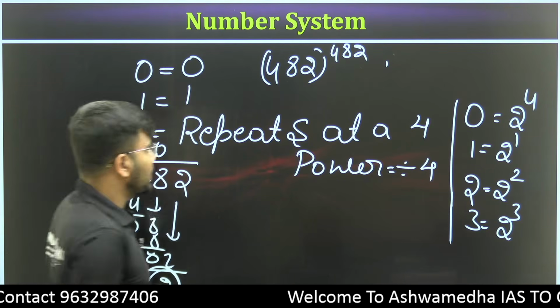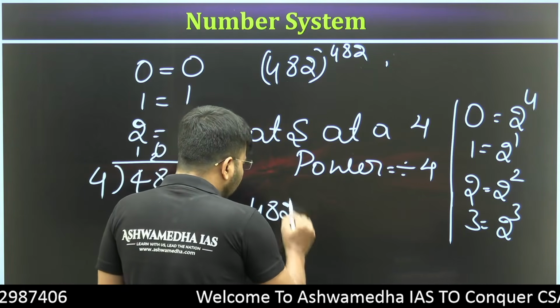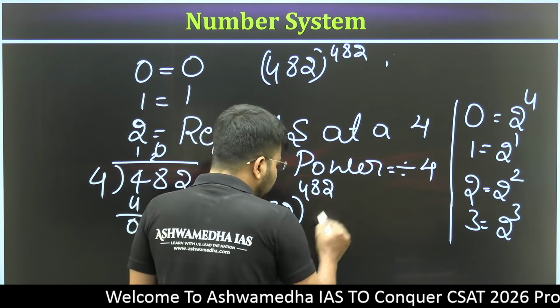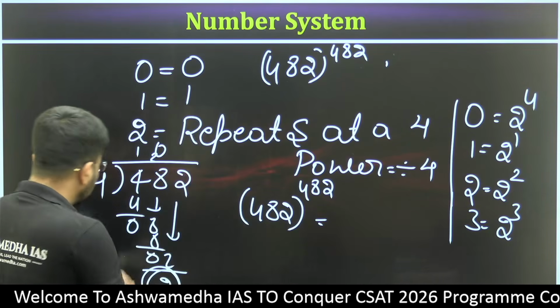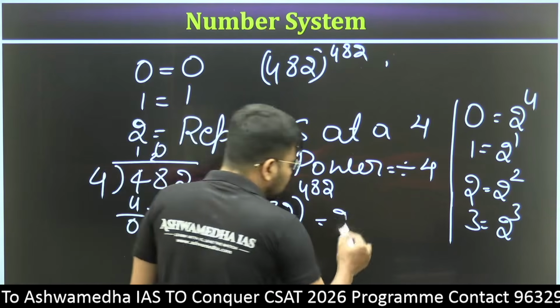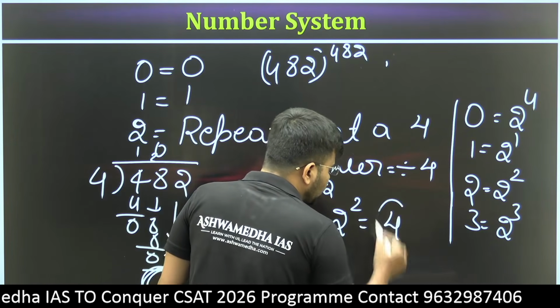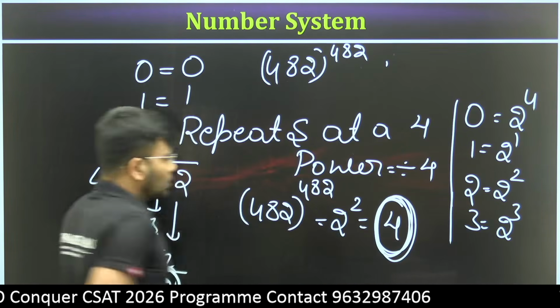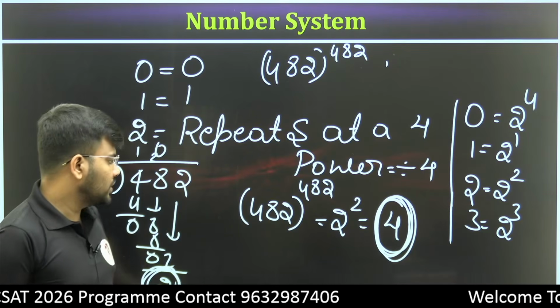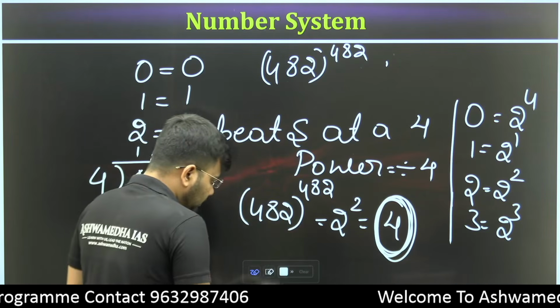That means 482 whole to the power of 482's unit digit will be similar to that of 2 power 2, which is equal to 4. I hope you have got it. Any doubts here? No doubts. It's clear. Okay.